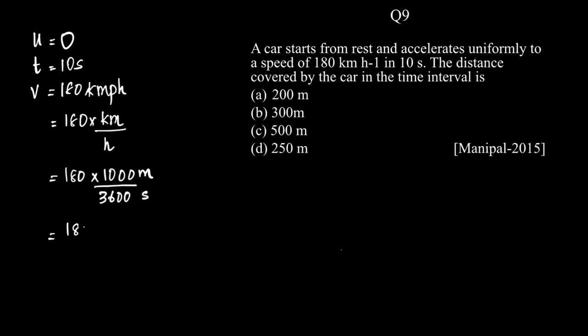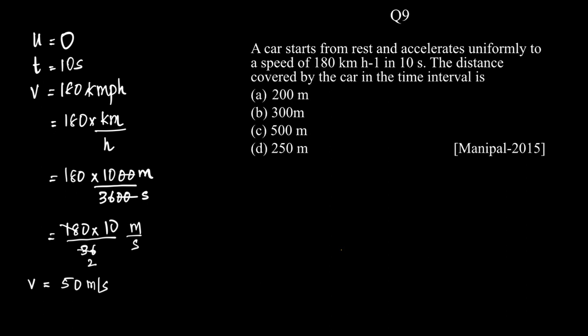So basically what we get is 180 into, these two zeros will cancel, so 180 into 10 by 36 meter per second. 18 2s are 36, what is left is 100 by 2. So what you get is 50 meter per second as the final velocity. All right. The distance covered by the car in this time interval is the question.